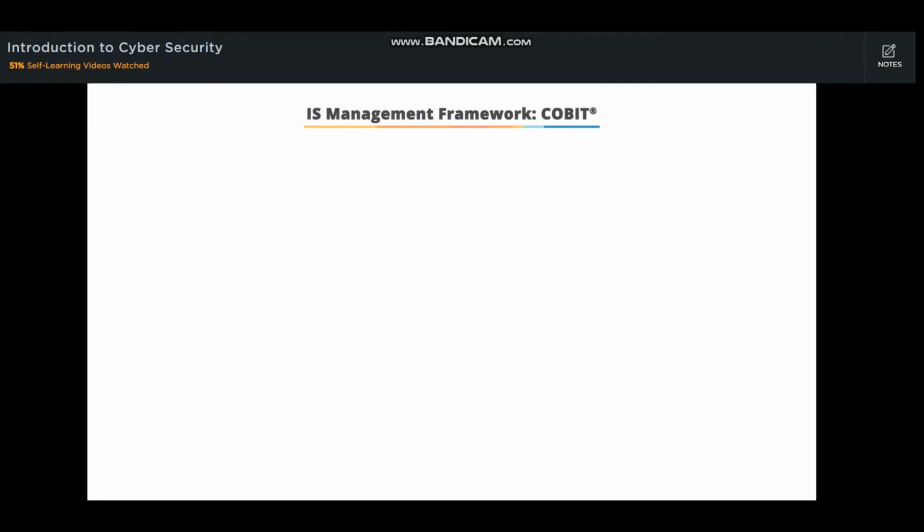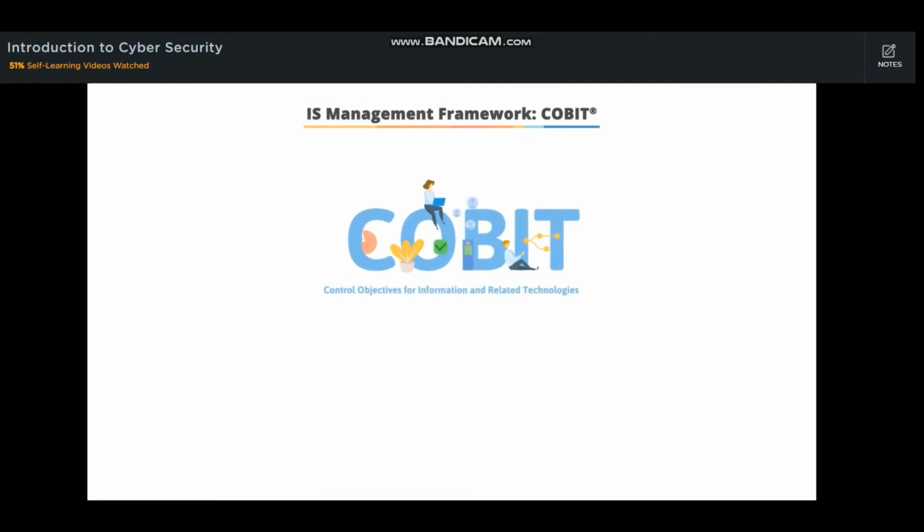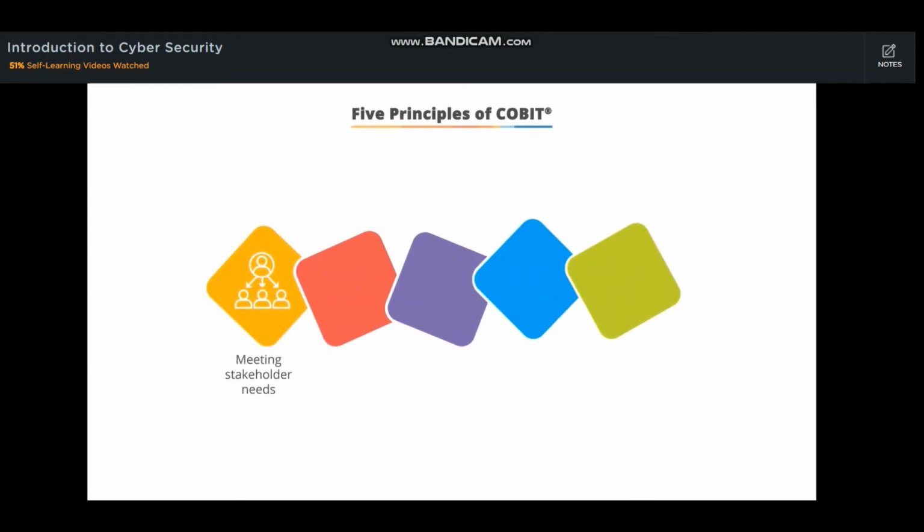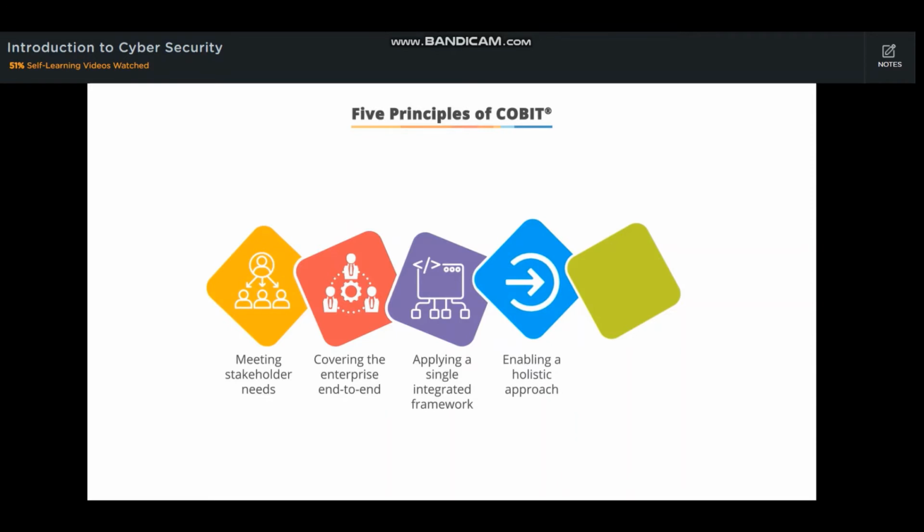Information Security Management Framework. Control Objectives for Information and Related Technologies, COBIT, is a good practice framework for information technology management and IT governance. COBIT, issued by ISACA, a nonprofit organization for IT governance. Its main function is to help the company map their IT processes to ISACA's best practices standard. COBIT 5 principles: meeting stakeholder needs, covering the enterprise end-to-end, applying a single integrated framework, enabling a holistic approach, and separating governance from management.